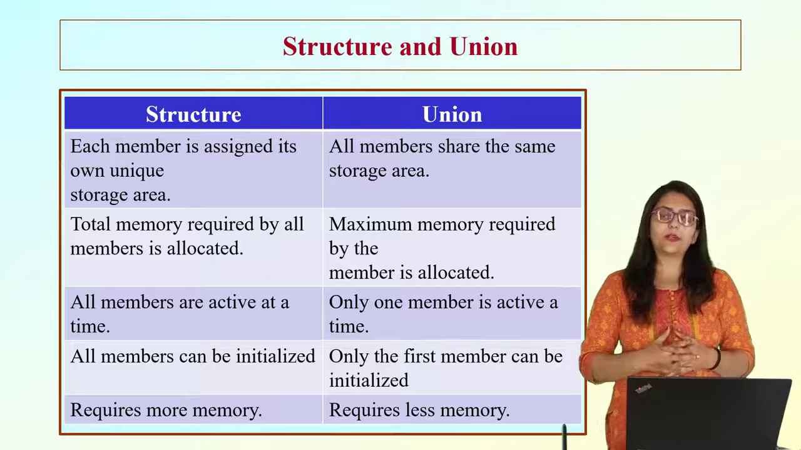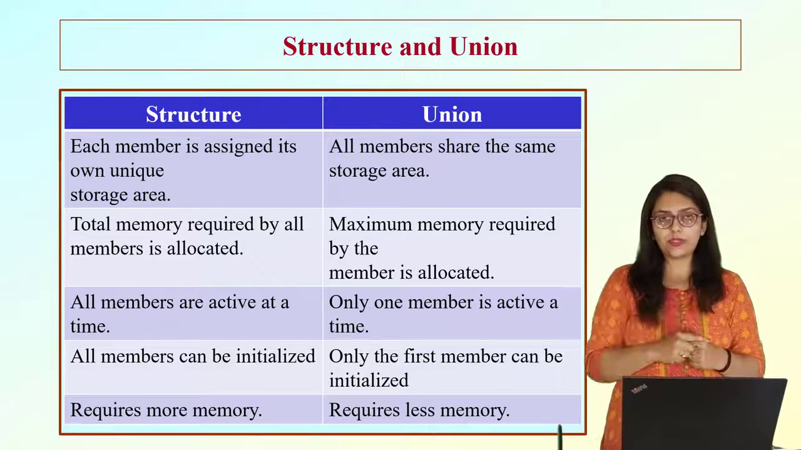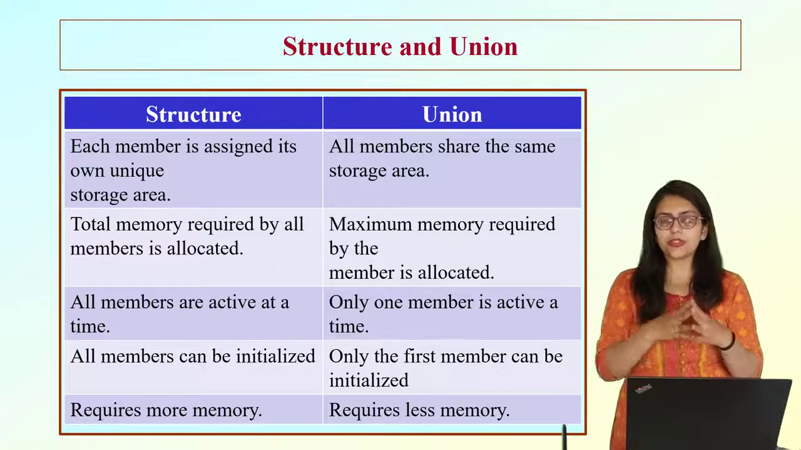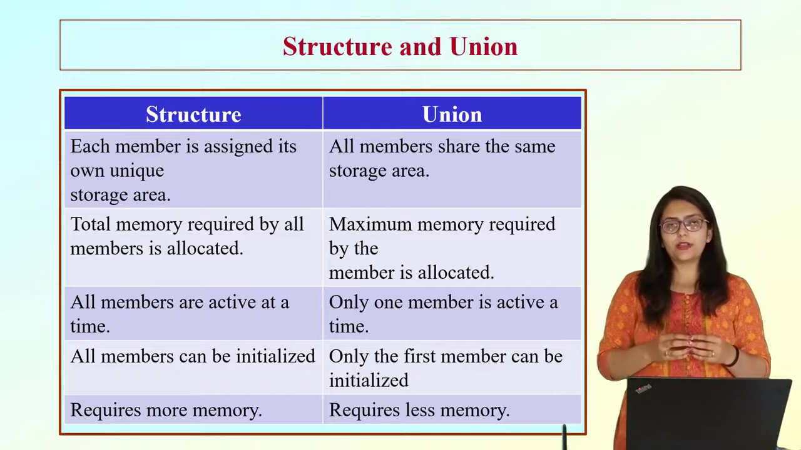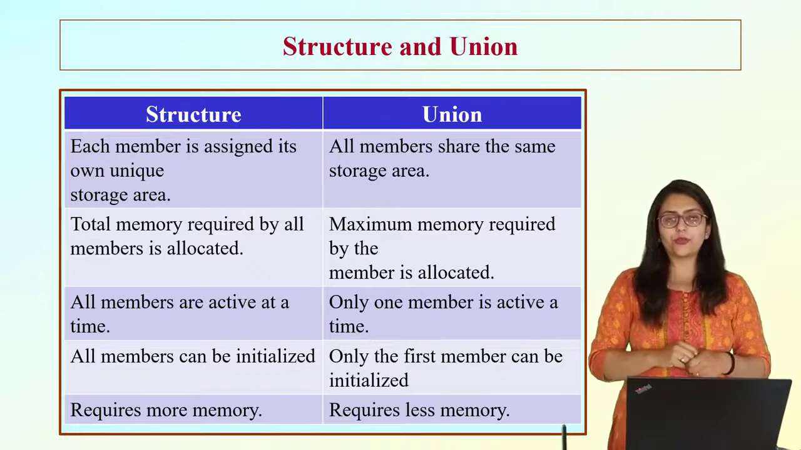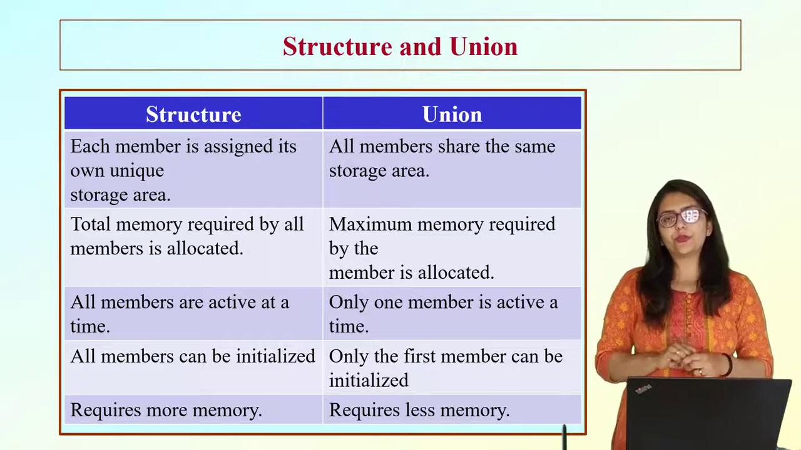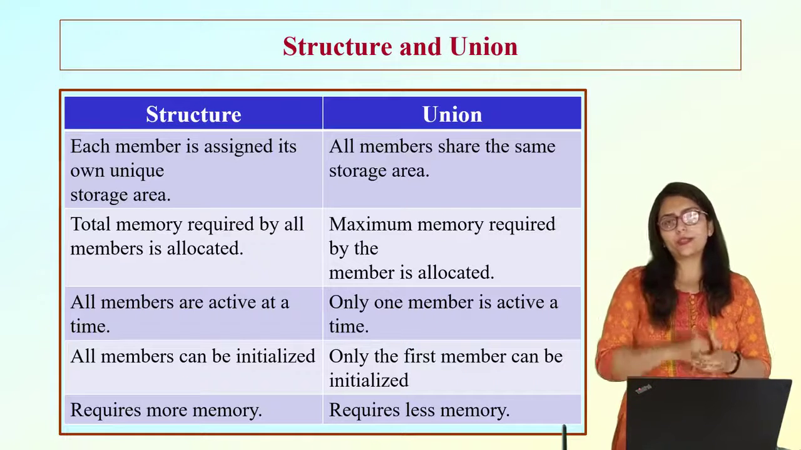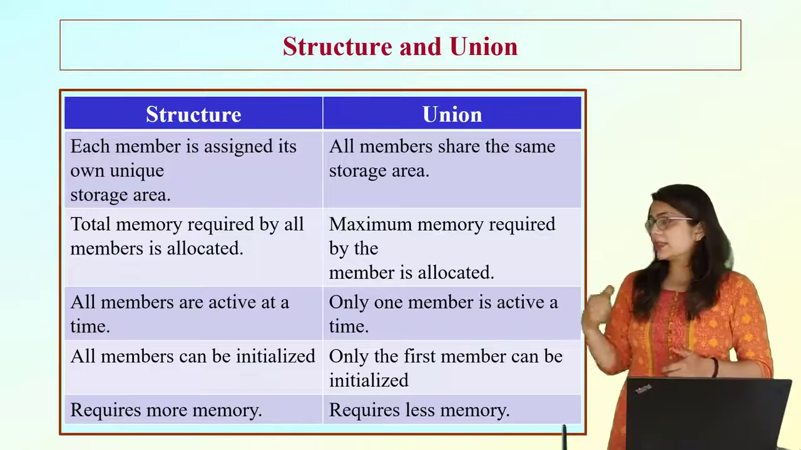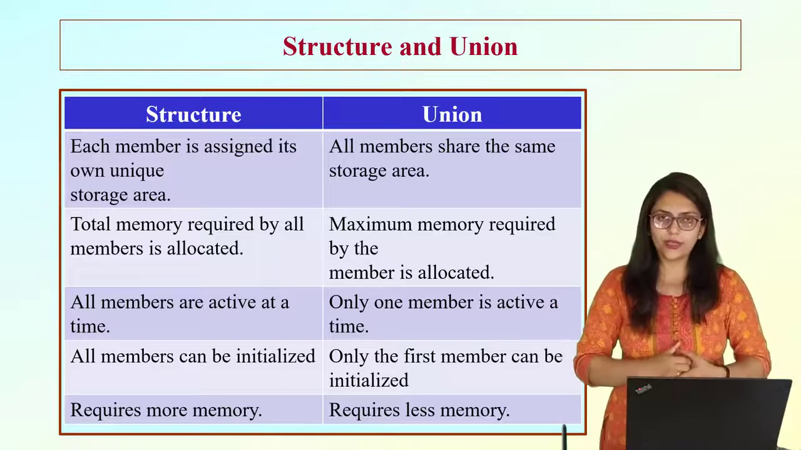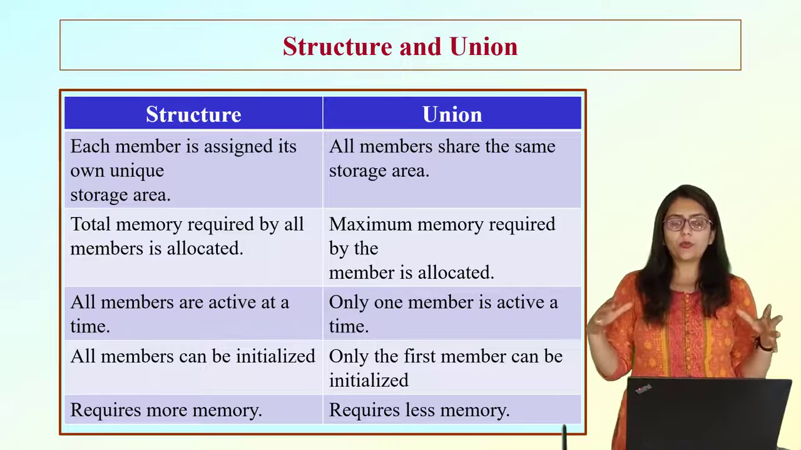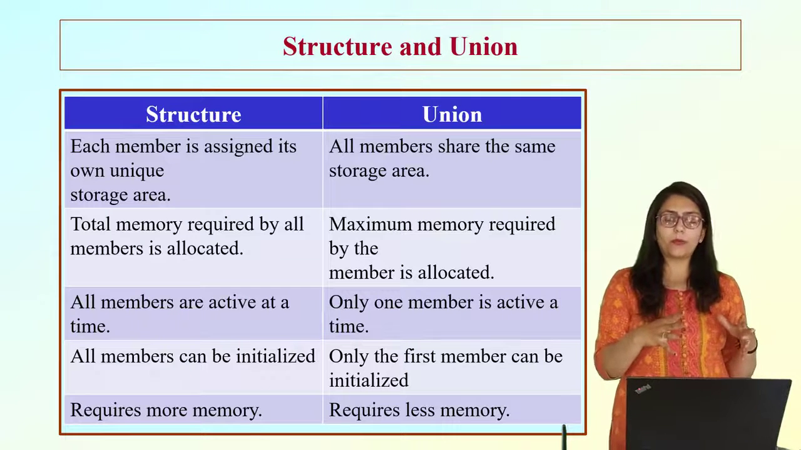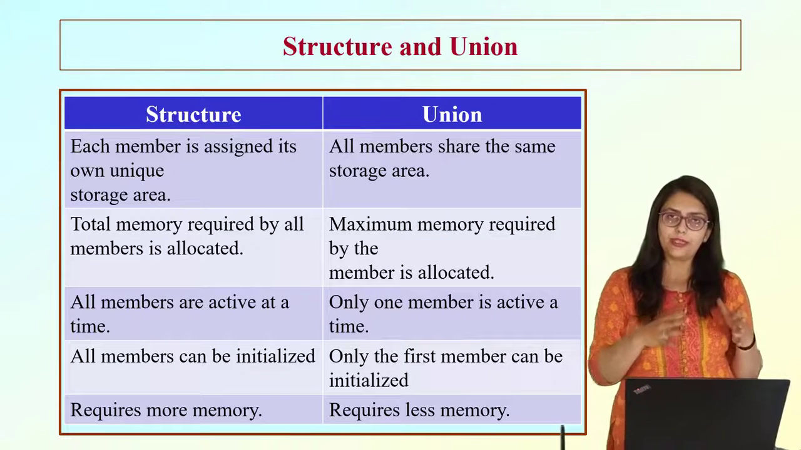Now we are going to explain the basic difference between structures and unions. The basic difference is the keyword: in structure you use the struct keyword, and in union you use the union keyword. Then about memory allocation, each member is assigned a unique storage area in case of structure, but in case of unions, a common storage area is assigned. The total memory required by the members is allocated in a structure. So if you have 4 members and each occupies 4 bytes, then you assign 4 into 4, that is 16 bytes.